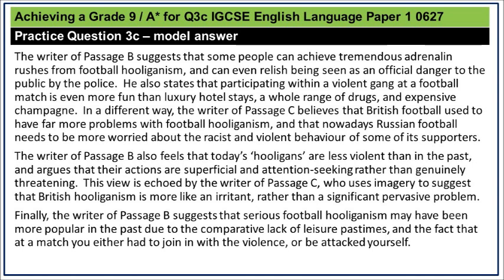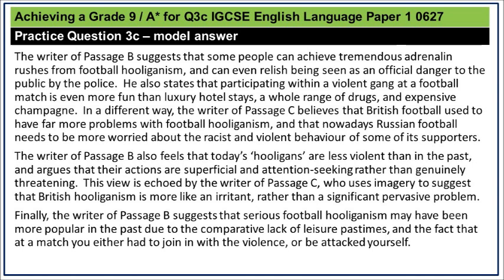In a different way, the writer of Passage C believes that British football used to have far more problems with football hooliganism, and that nowadays Russian football needs to be more worried about the racist and violent behaviour of some of its supporters. The writer of Passage B also feels that today's hooligans are less violent than in the past, and argues that their actions are superficial and attention-seeking rather than genuinely threatening. This view is echoed by the writer of Passage C, who uses imagery to suggest that British hooliganism is more like an irritant rather than a significant pervasive problem.